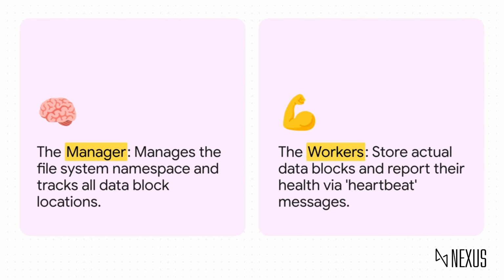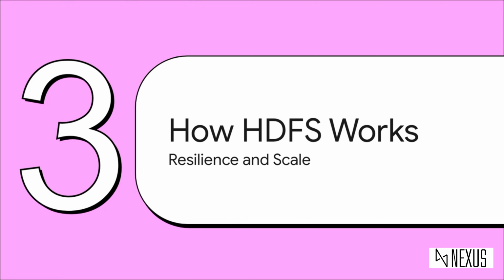And this division of labor is absolutely crucial. Think of the NameNode as the brain, the manager of the whole operation. It keeps track of all the metadata, like file names, permissions, and the location of every single chunk of data. The DataNodes are the muscle. Their job is simple: store the data blocks and constantly check in with the NameNode, sending these little heartbeat messages to say, yep, I'm still here, I'm healthy. Okay, so we've got the what of HDFS, but the how?